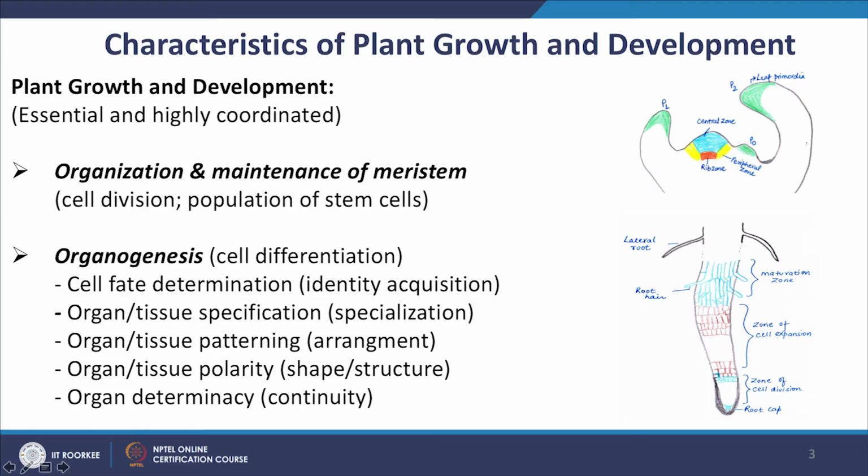Similar is the case with root. If you look at the region of the root apical meristem, here meristem is maintained, but when the cells enter, the initial cells specify some tissue, and those tissues are patterned. If you go to the maturation zone or the differentiation zone, then new organs are being formed. All these processes are essential as well as highly coordinated.